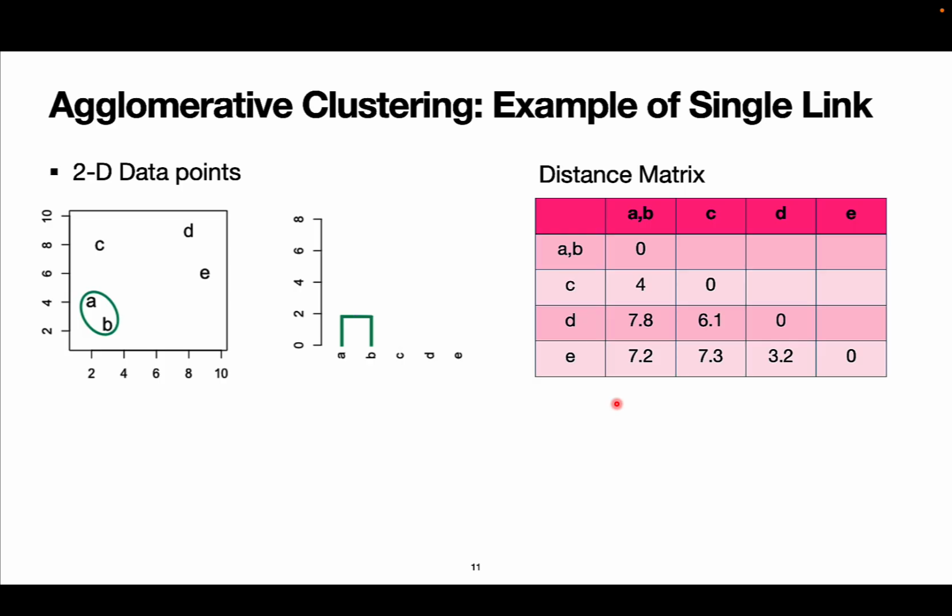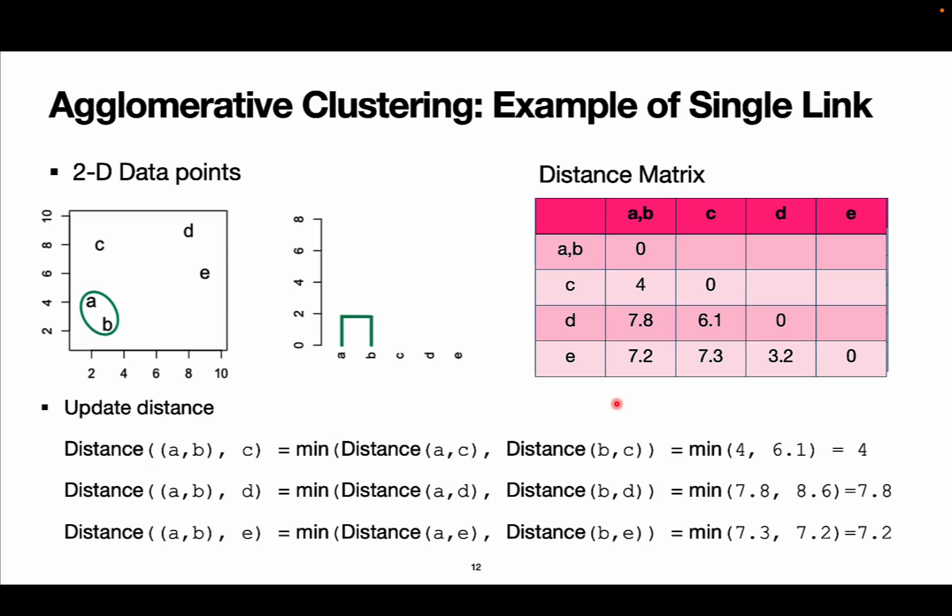Next, we recompute the distance matrix. Remember that under the single link method, the distance between two clusters is defined as the minimum of all pairwise distances. How this plays out, the distance between AB and C is the minimum between the distances AC and BC. We do the same for D and E to get the remaining distances.